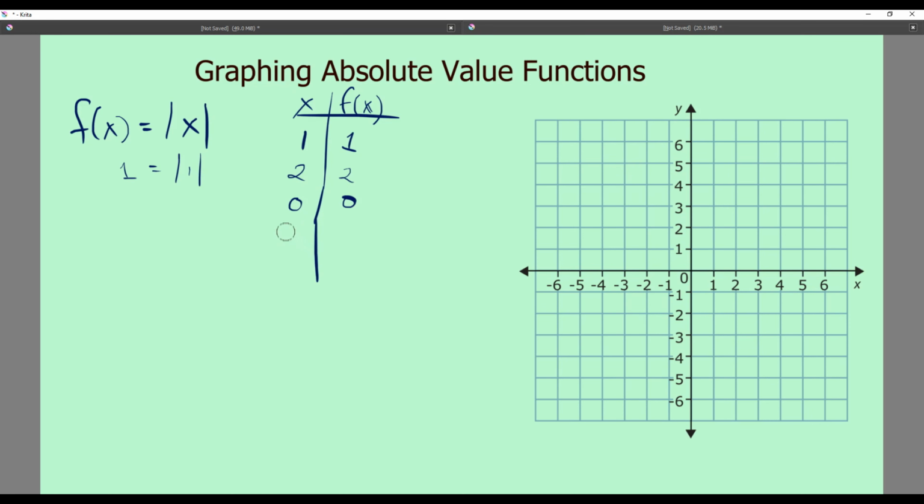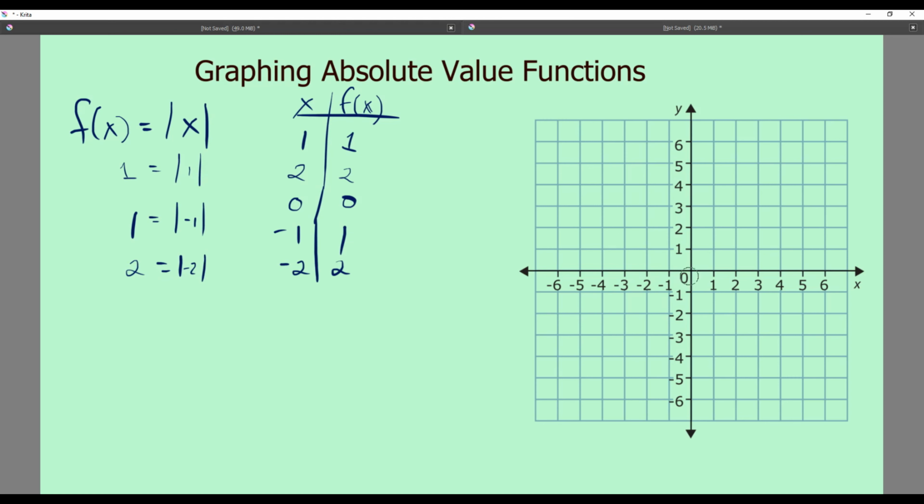So now let's try some negative numbers. What if I put negative 1? What is the absolute value of negative 1? That's 1, right? So I get 1. How about negative 2? I get 2, okay? So absolute value of negative 2 gives you 2. So f of x is 2 when x is negative 2. You guys see how that works? So you put in a negative number, you get a positive number. You put in a positive number, you also get a positive number.